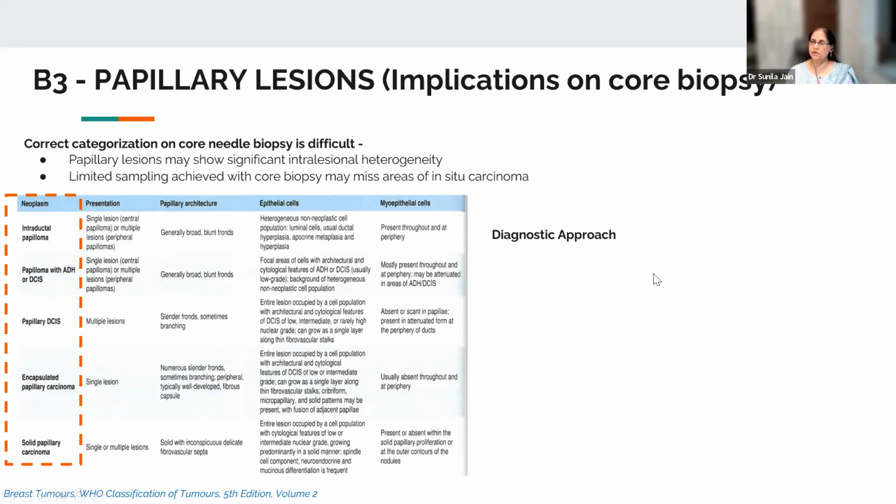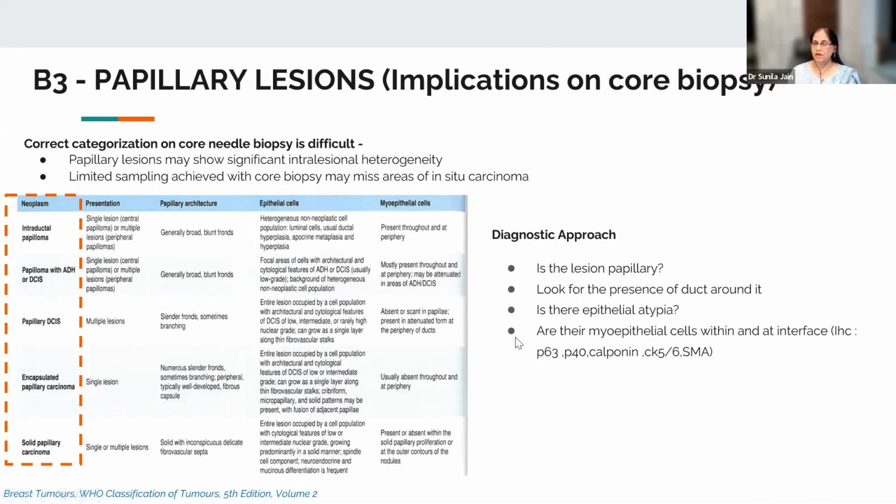So how do we diagnose these biopsies? What should be the diagnostic approach? Whenever we are dealing with a papillary lesion, we should ask ourselves, is the lesion papillary? Look for the presence of a duct around it. If there is a duct around it, then it helps, but many of the samples may not show that because of fragmentation. Is there epithelial atypia associated with it? And are there myoepithelial cells within or at the interface of the lesion? For this, IHC is important, which includes all of the following, but out of personal experience, P40 is the most important myoepithelial cell marker because it's a nuclear stain and it helps better to highlight the myoepithelial cells.